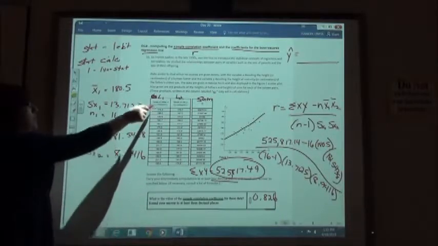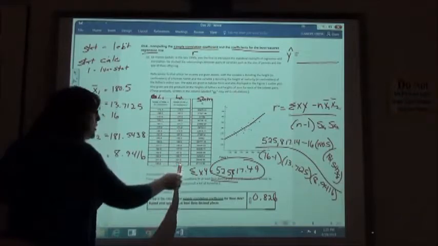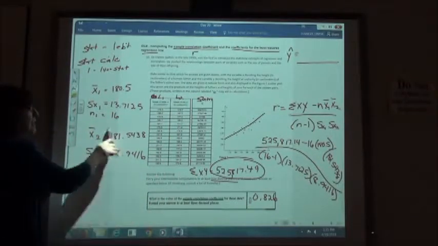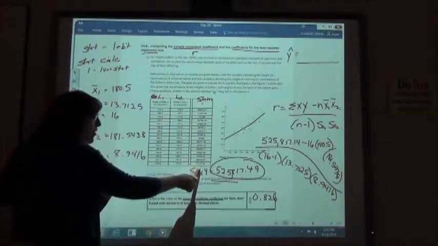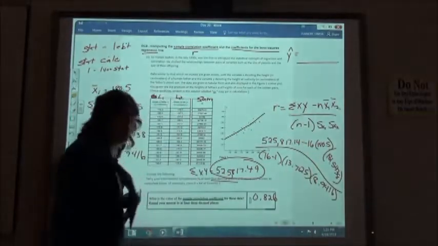So put list 1 in your calculator, find your statistics. List 2 in your calculator, find your statistics. Add up all the values in the XY column, and then you can plug them into your formula.